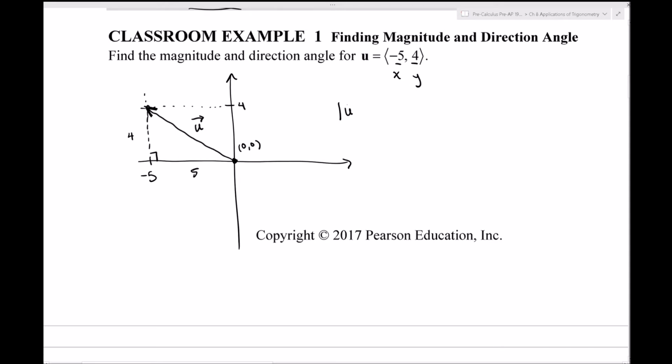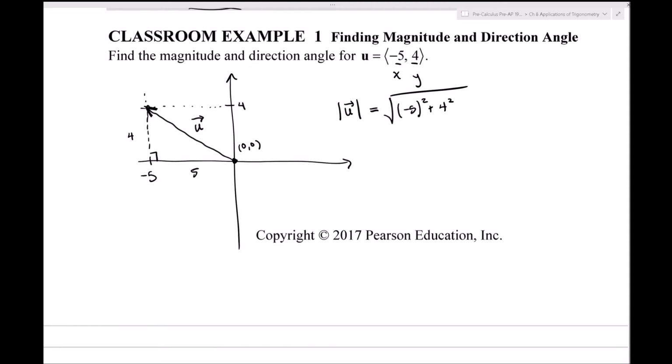So we'll start off with the magnitude of u, which we denote by drawing absolute values on the outside. And the formula is the square root of, you could just look at the components, negative 5 squared plus 4 squared. So I could have just not drawn it at all, and looked at what they gave me. u is equal to negative 5 comma 4. I could have just plugged straight in.